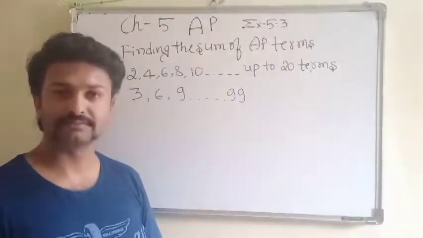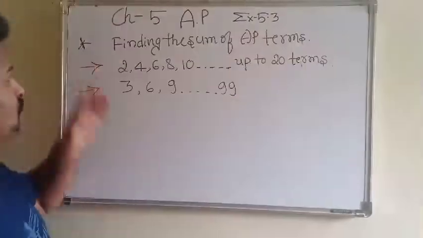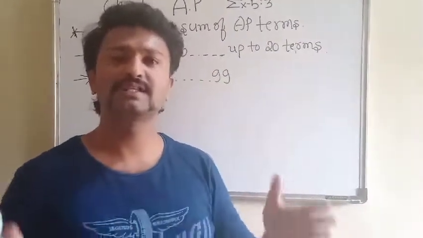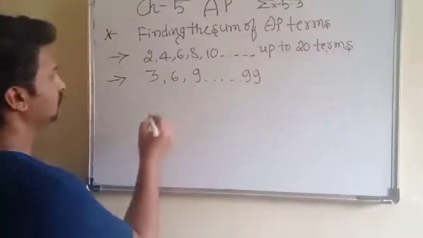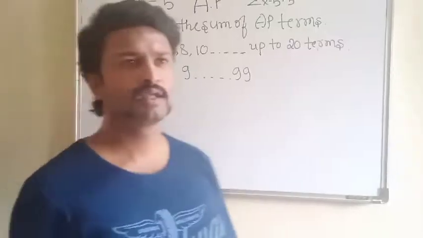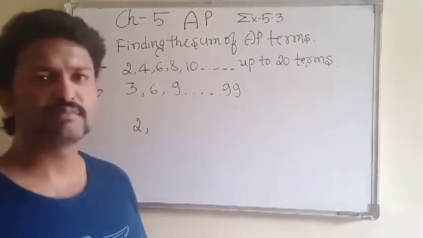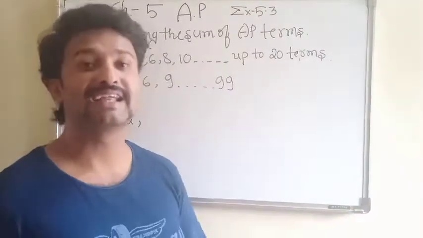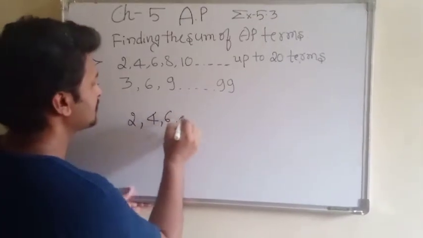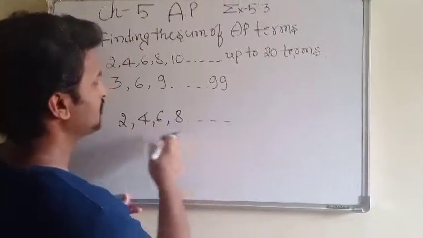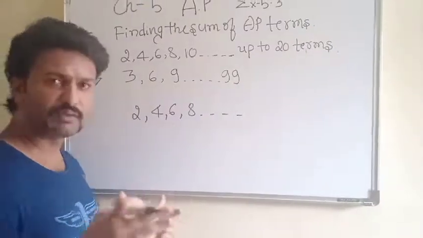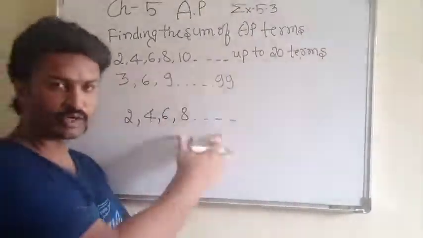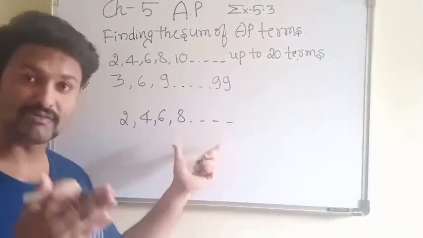20 terms are there. Now my question is, we have to find the sum of all the numbers in the AP. Finding the sum without the formula, we cannot find suddenly, right? 2, 4, 6, 8, and so on up to 20 terms means you go on writing 20 terms. We can add them, but it will take some time.